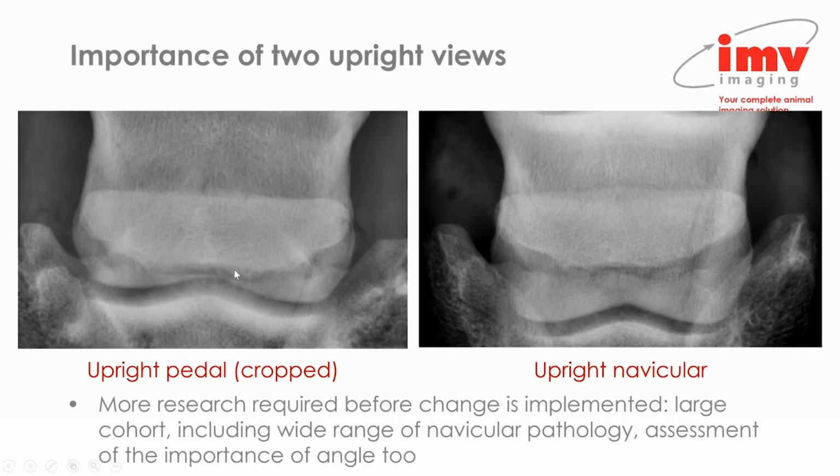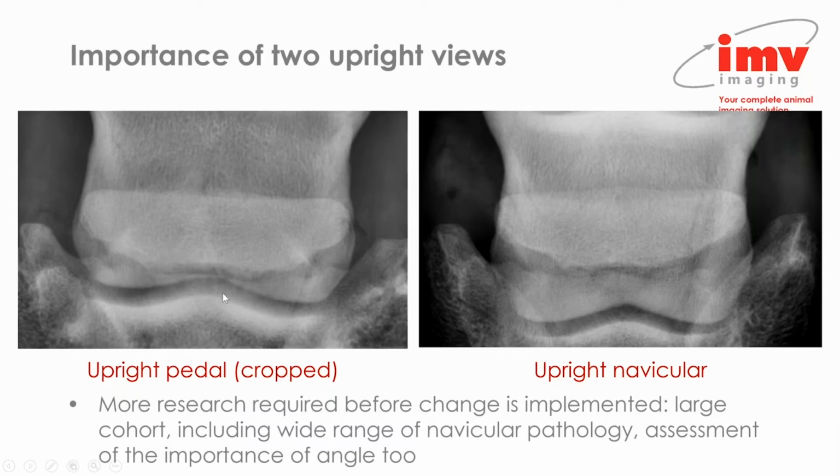And if we assess the distal border in the navicular view, we can see that it is quite irregular, and also there are three relatively large fragments of the distal border of the navicular bone. Now, just looking at the upright pedal image, which is cropped, because of the superimposition of the distal border of the navicular bone almost with the distal interphalangeal joint, it's very hard, or in fact almost impossible, to visualize and make a diagnosis of fragmentation of the distal border of the navicular bone.